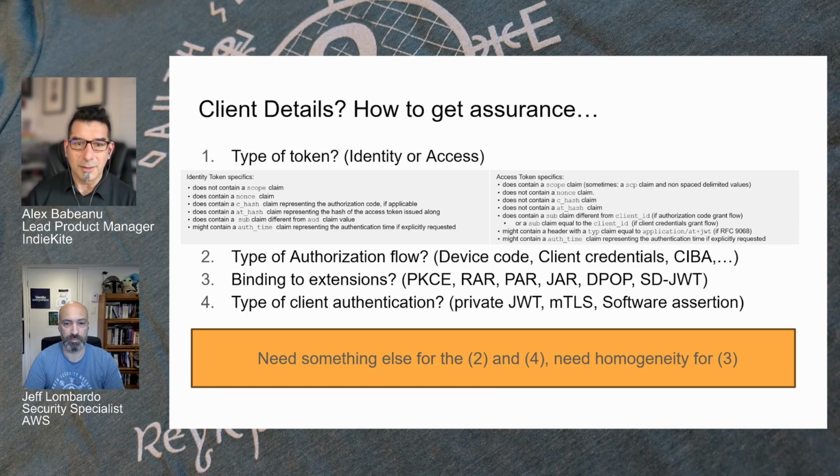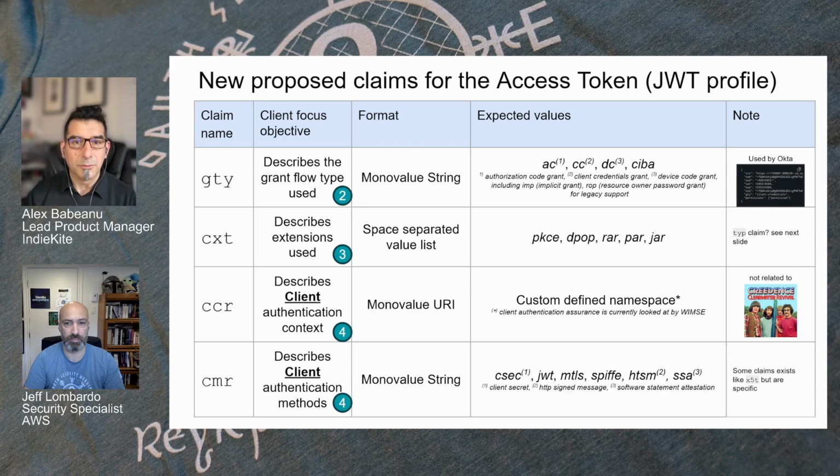We would like to know, for example, the type of authorization flow that was used for the client. Was it a device code, a client credential? Was it a CIBA, a back channel? What kind of extensions were used? Were PKCE used, or was it RAR, JAR? Was there a proof of possession, DPoP, used? Things like that. And also we want to see what kind of client authentication was there. Like, was there an assertion? Was it done through a private key JWT? These things could be important, especially when you look at standards like FAPI that require a fully secure channel throughout, right? And so this is why we would like to introduce some new claims for the JWT tokens.